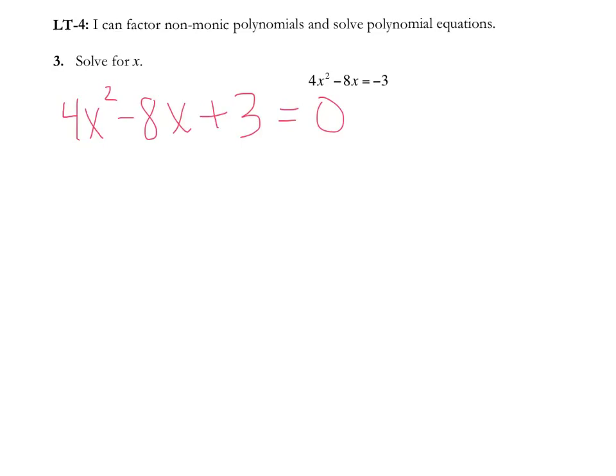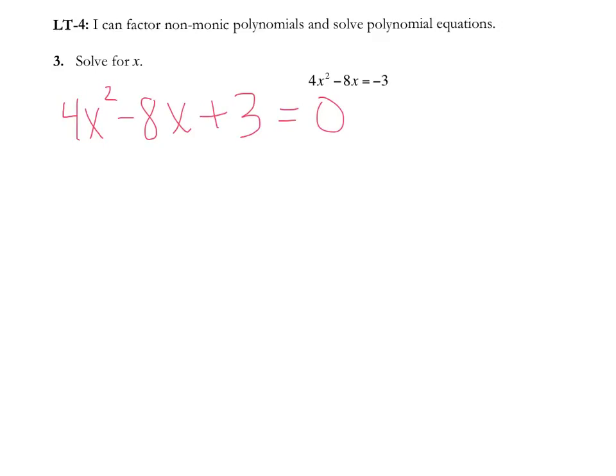Now, looking at this, there's not a GCF that I can see that I can pull out of all 3 terms. There aren't any nice factors of 4, -8, and 3. Also, although there's an x in both the first term and the second term, there isn't one in the third term, so we also can't pull out a greatest common factor of x. So we're just going to have to use our multiplication box to factor this non-monic quadratic.